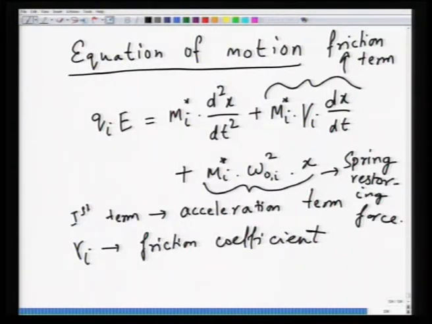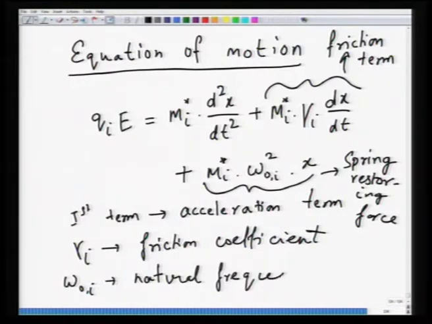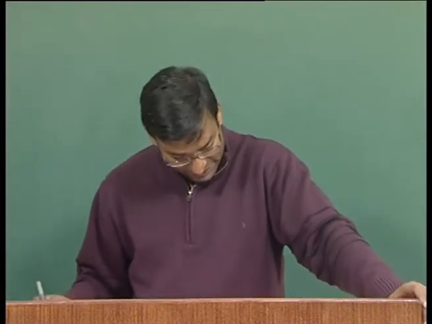where omega naught i is the natural frequency of this dipole. So, it is the frequency at which this dipole, or this linear harmonic oscillator, undergoes resonance.